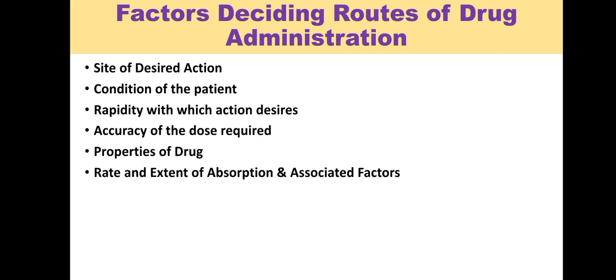Again I am repeating: the site of the desired action; the condition of the patient, whether conscious, unconscious, serious, not serious, cooperative, uncooperative; the age of the patient; the rapidity with which the action is required; the accuracy of the dose required; the characteristics of the drugs; and the rate and the extent of absorption. All this will decide the routes of drug administration, and the different routes we will discuss in tomorrow's class. But it's my sincere request that you go through this point before attending tomorrow's class.